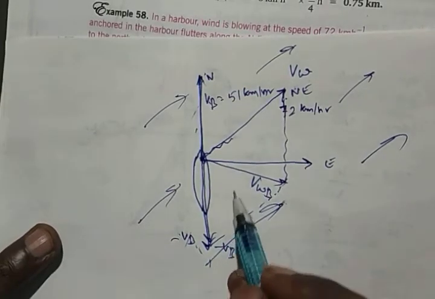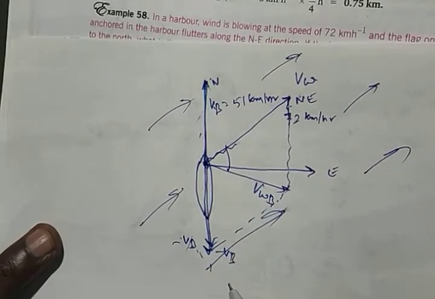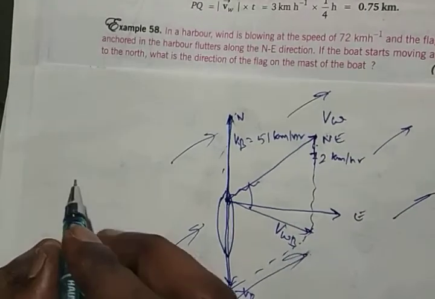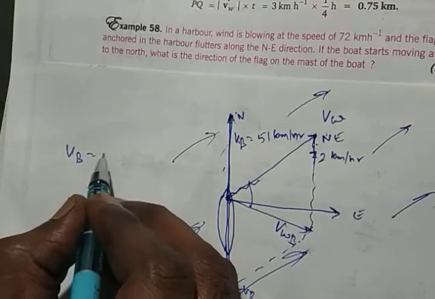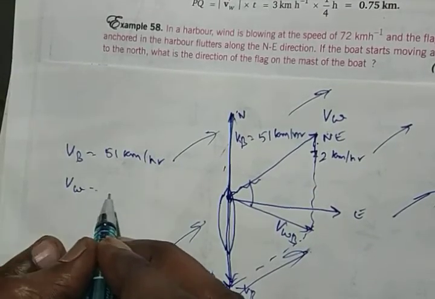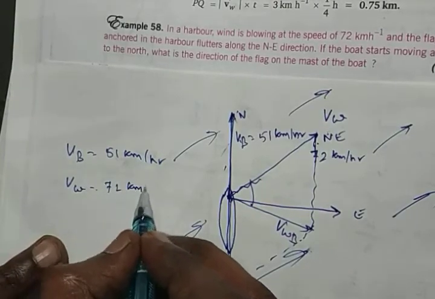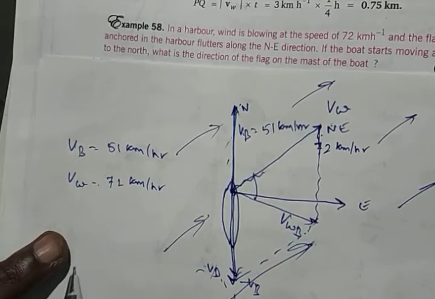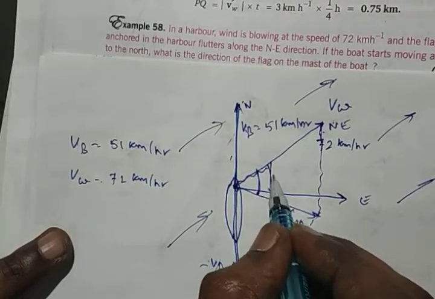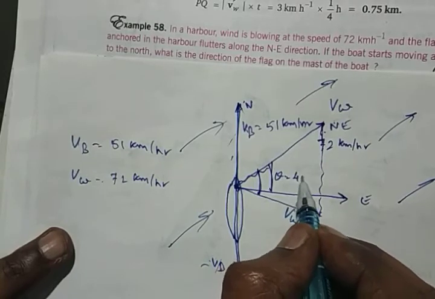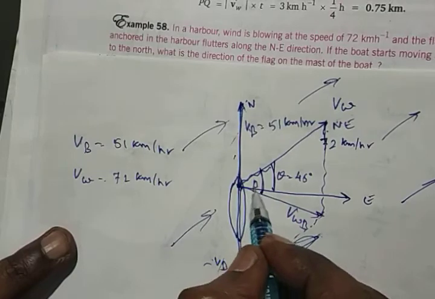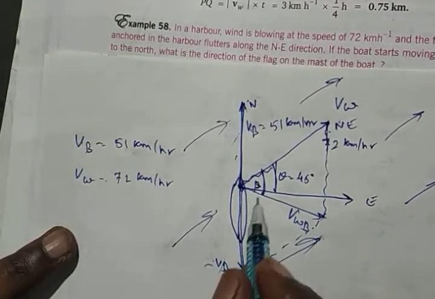Now we need to find out this value. This one also you can find out, right? Let us write the values here. The velocity of the boat is 51 kilometers per hour. The velocity of the wind is 72 kilometers per hour. Now we need to find the angle. Here this angle, theta, is 45 degrees. Now we need to find out beta.